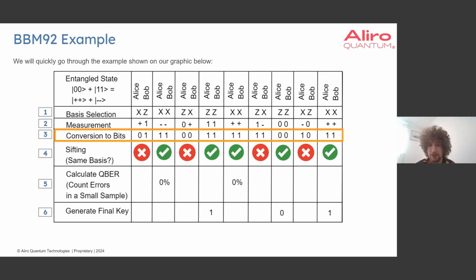Alice and Bob then convert their measurement results to bits, with plus becoming 0 and minus becoming 1. Remember that when Alice and Bob have the same measurement basis, and there's no noise and no eavesdropper, they will agree on bit values. When converting to bits, we get 0 and 1, 1 and 1, and so on.